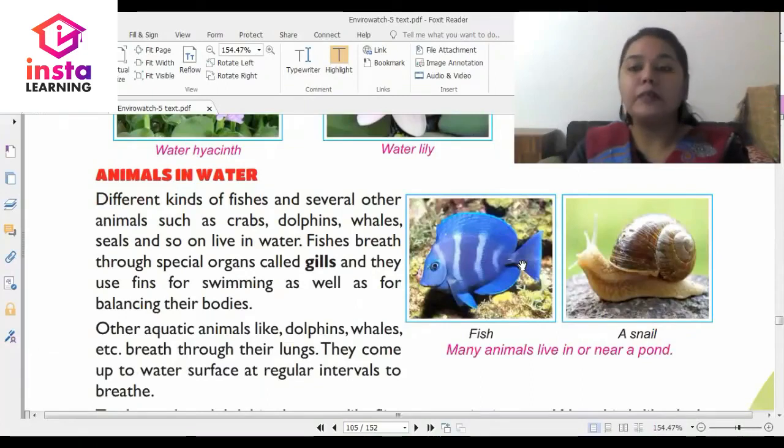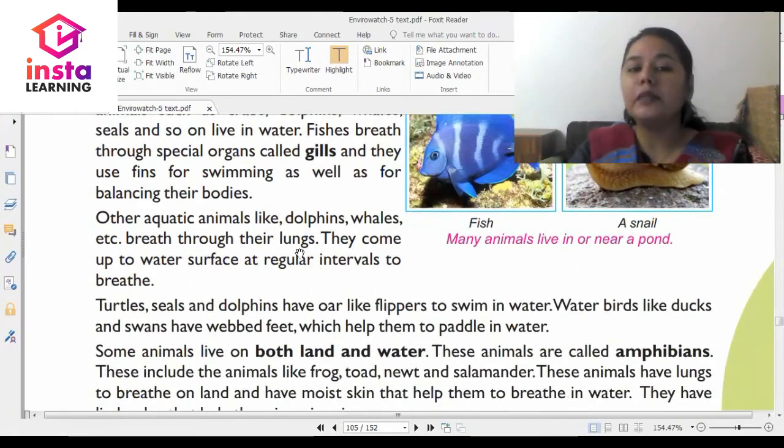Now we talk about animals in water. Different kinds of fishes and several other animals such as crabs, dolphins, whales, and seals live in water. Fishes breathe through special organs called gills, and they use fins for swimming as well as for balancing their body. Other aquatic animals like dolphins, whales, etc., breathe through lungs. So small fish breathe through gills, but the big ones like the dolphin or the whale have lungs. They come up to the surface of water at regular intervals to breathe.